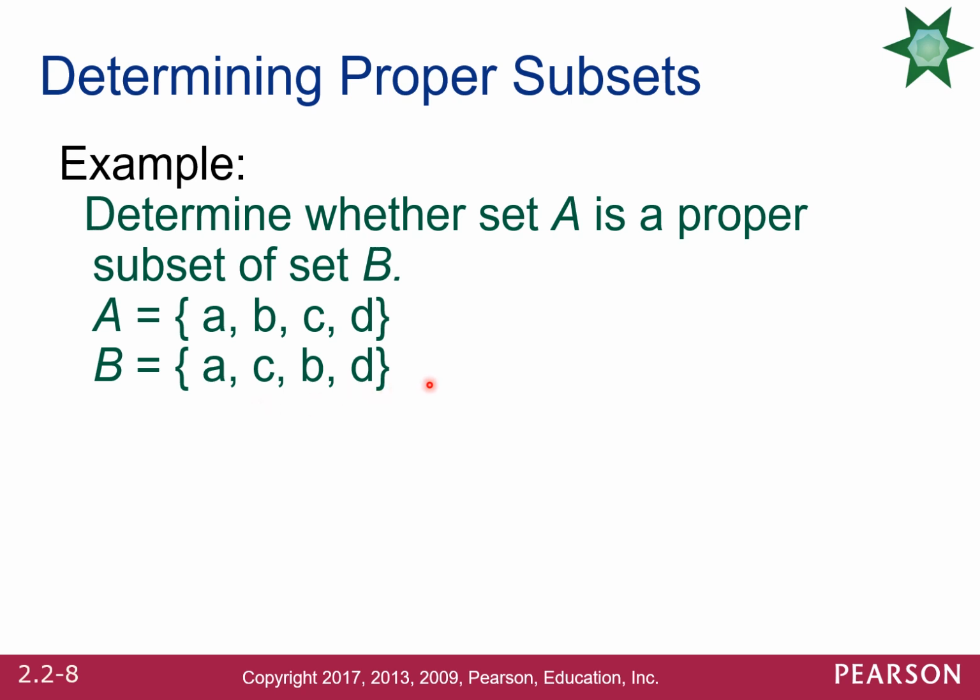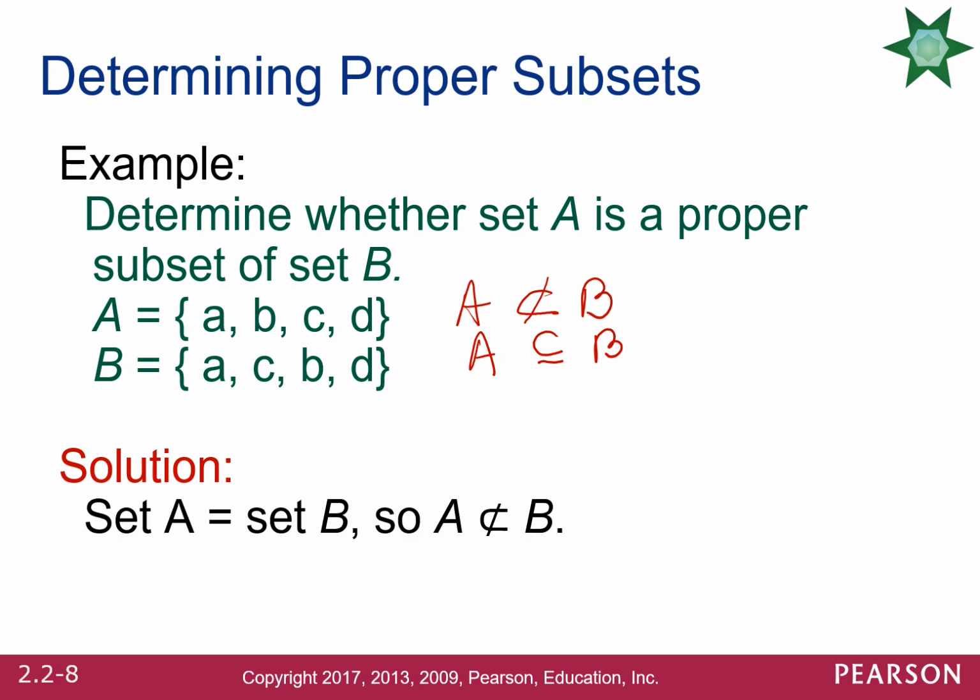There are no extra elements in B. They are equal sets. So this tells us that A is not a proper subset of B. All right, so A is not a proper subset of B. A is a subset of B, but it is not a proper subset of B. All right, so let's pull up the solutions now. Solution: here set A equals set B, so A is not a proper subset of B.